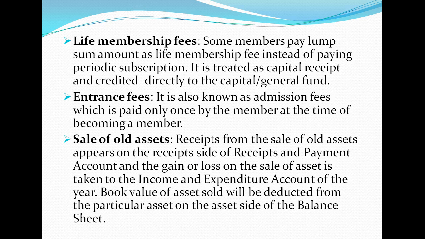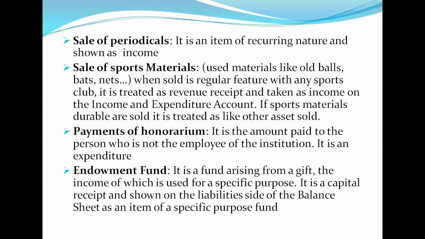Only the gain or loss on the sale of assets should be shown in the income and expenditure account, whereas the book value of the asset which is sold will have to be deducted from the particular asset on the asset side of the balance sheet. These are the adjustments which we have to consider while preparing the balance sheet.